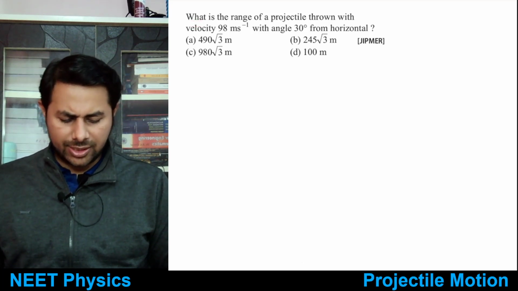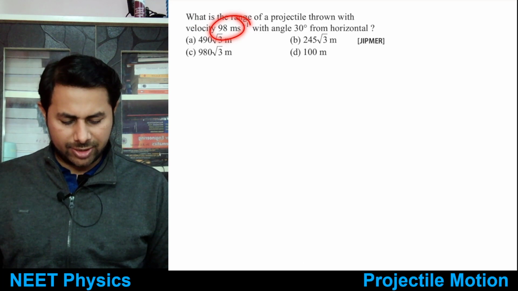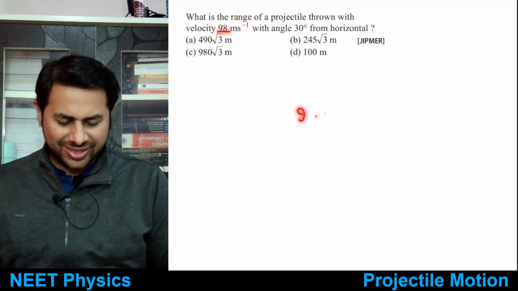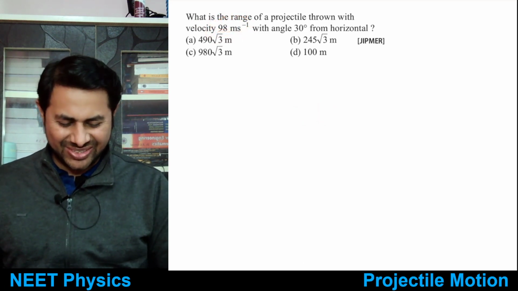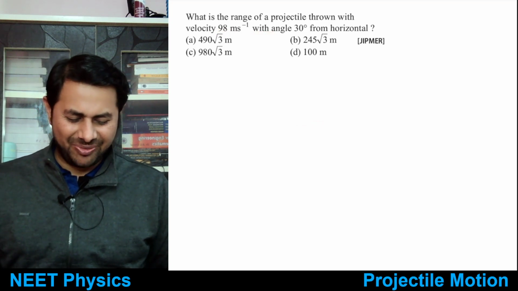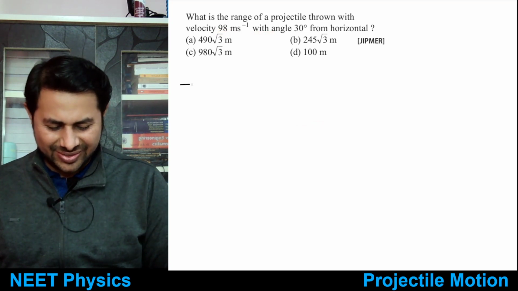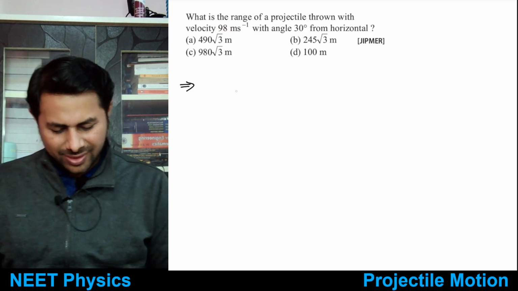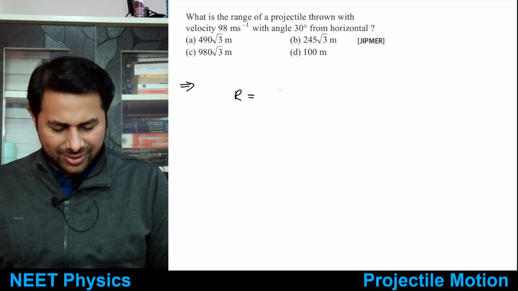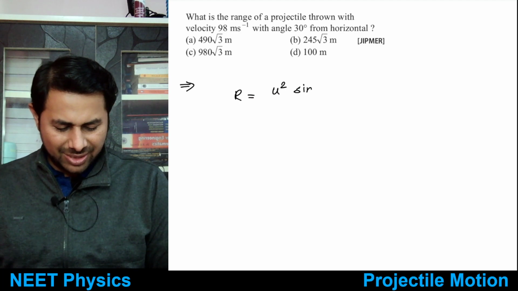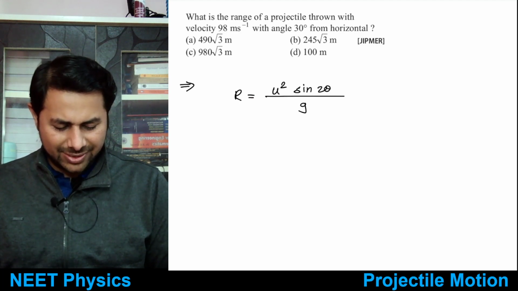What is the range of projectile thrown with velocity of 98 meters per second? I guess that will cancel out with 9.8. That's why they have given 98, with angle of 30 degrees from horizontal. So this is very, very simple. So R is equal to what? u square sine 2 theta divided by g.